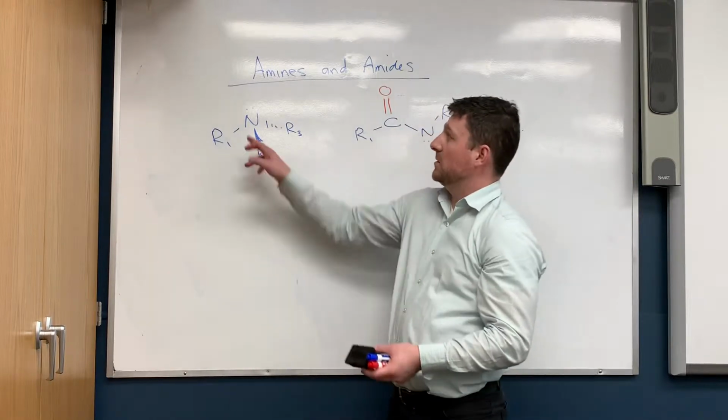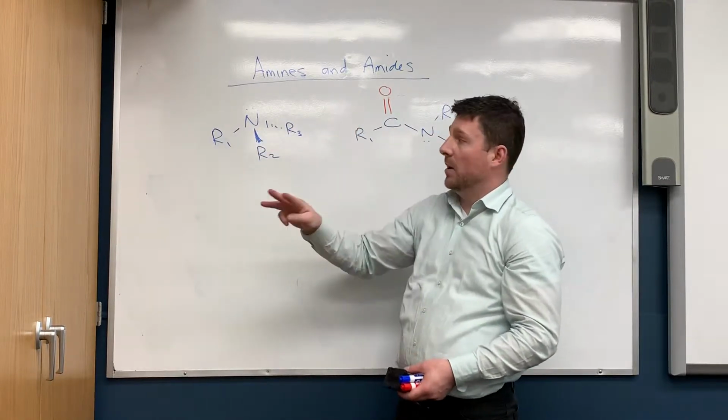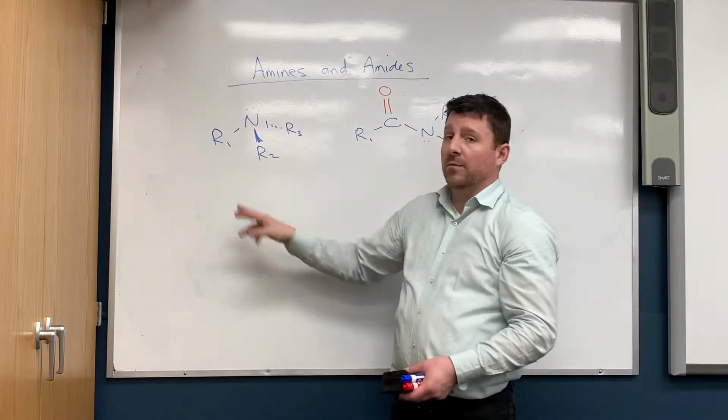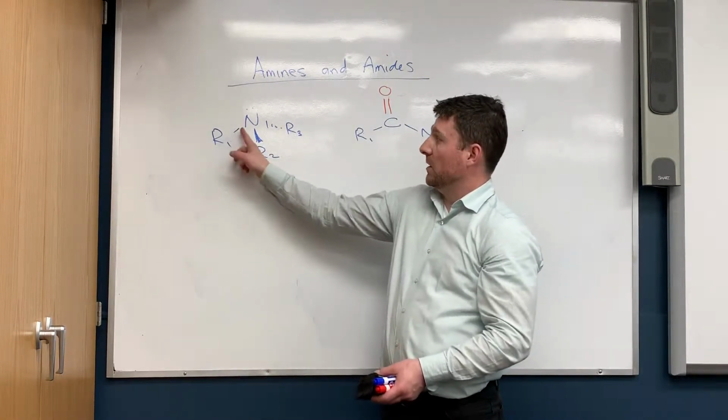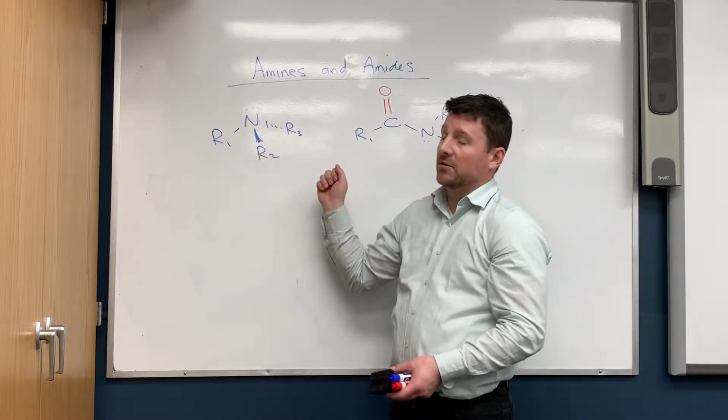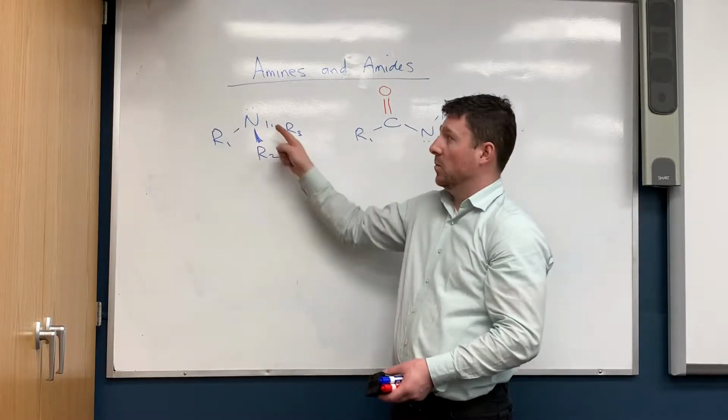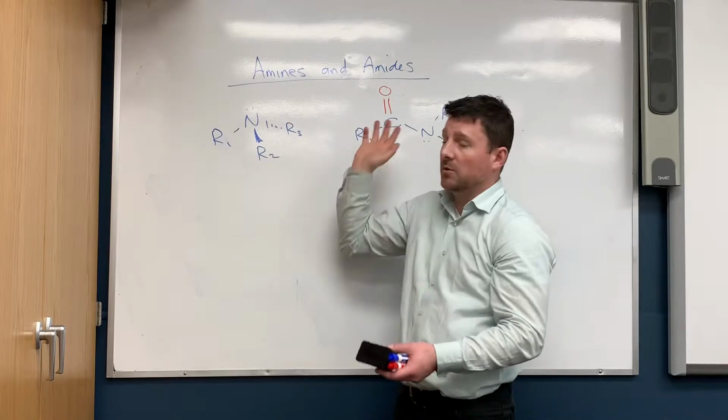Amines are simple. You just have your nitrogen, which can have up to 3 bonds. And anywhere from 1 to 3 of those bonds can be to carbon chains. So if it's only 1 carbon chain, then the other 2 would be hydrogens. If it's 2 carbon chains, then 1 of those is a hydrogen, or up to 3 carbon chains.